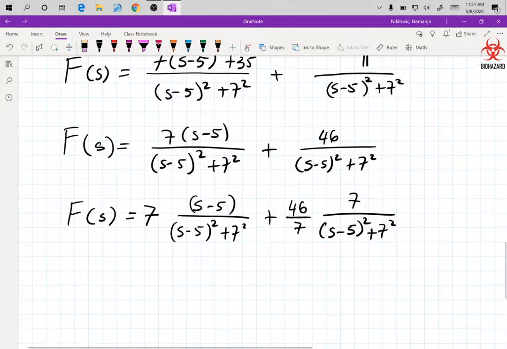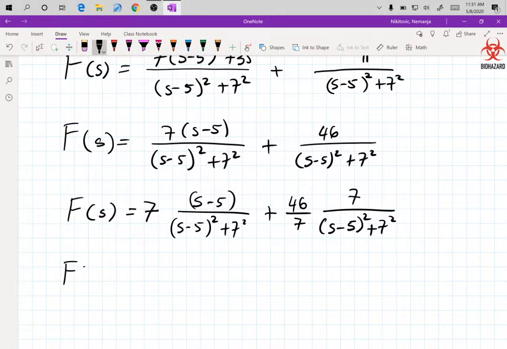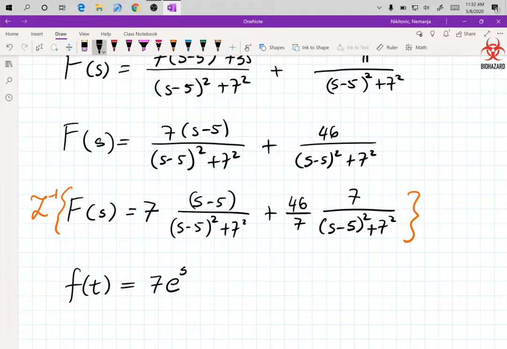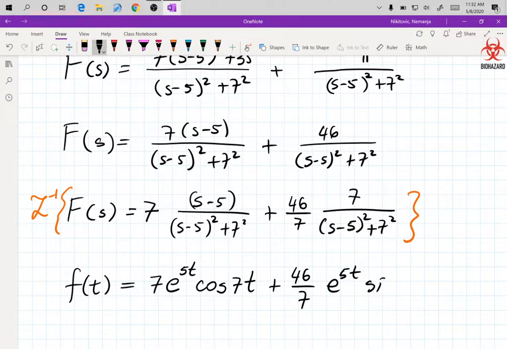So now what you have here is F. So now we are going to hit this with the inverse Laplace. So F of s turns into f of t. And you have 7e to the 5t cosine 7t plus 46 over 7 e to the 5t sine 7t. And that should be it.